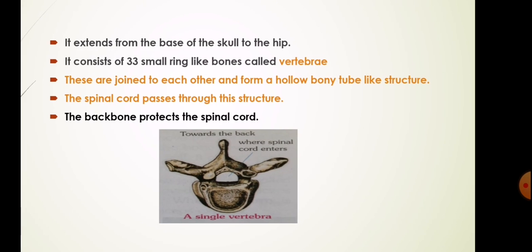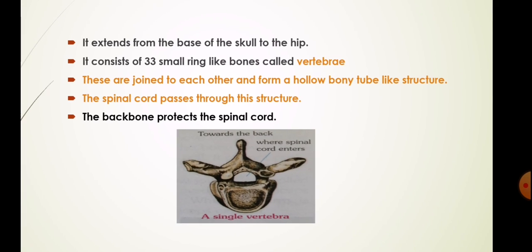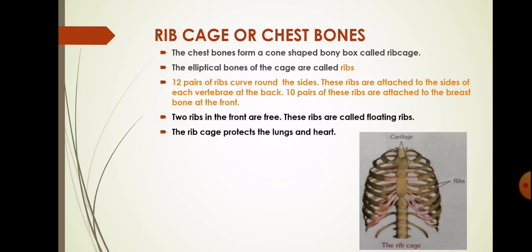The next part is our rib cage, basically our chest bone. The chest bone forms a cone-shaped bony box, and that is called the rib cage. The rib cage has slightly elliptical, slightly curved bones, and it forms a cage.